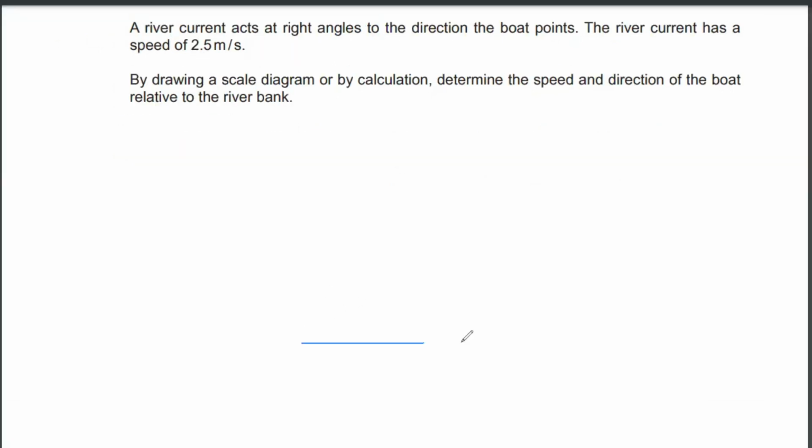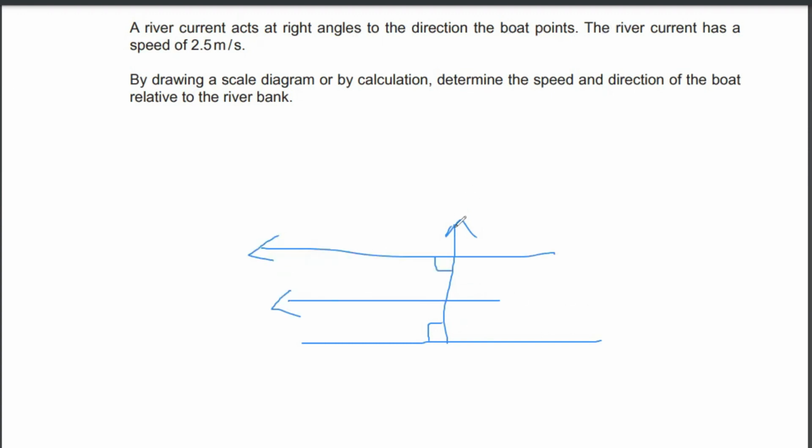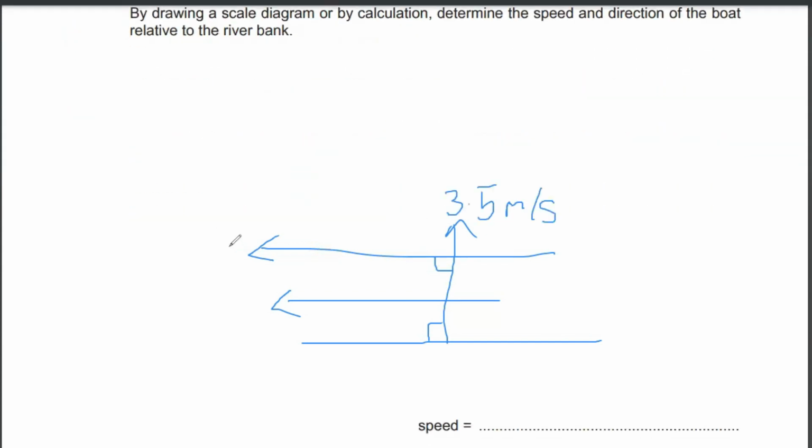Let's assume this is the river bank and this is the direction that the boat wants to go towards. Now it is at right angles with the river bank. The next line is, a river current acts at right angles to the direction the boat points, and the river current has a speed of 2.5 meters per second. So the current of water is flowing at right angles to the boat. The boat is moving, let's say, to the top with a speed of 3.5 meters per second, and the current is flowing with a speed of 2.5 meters per second.